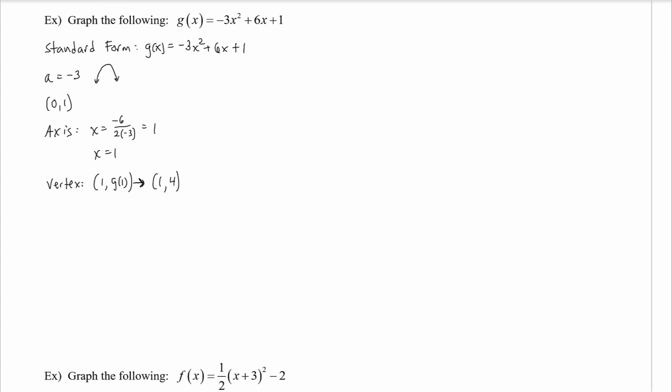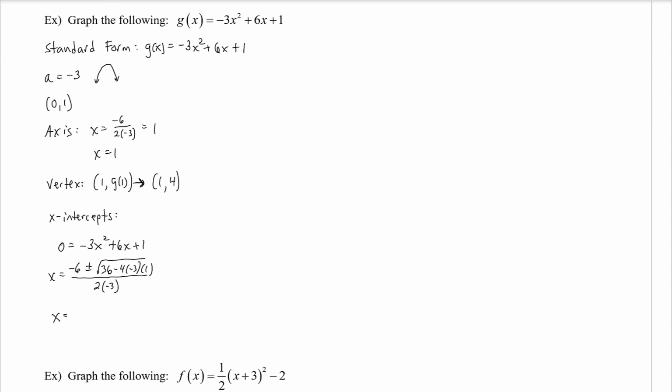So it's going to have some x-intercepts. So we should probably go find the x-intercepts. So if I plug 0 in to get my x-intercepts, I'm just going to do the quadratic formula. Negative b plus or minus the square root of b squared minus 4ac, all over 2a. Let's see what I get for these x-intercepts here real quick.